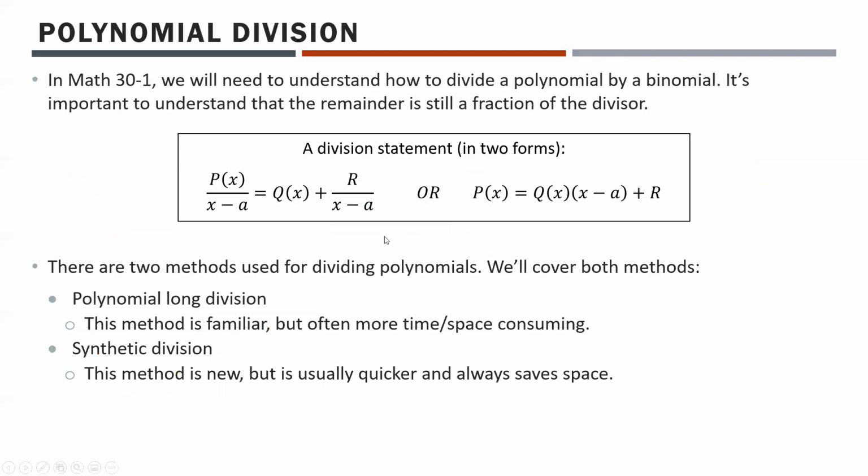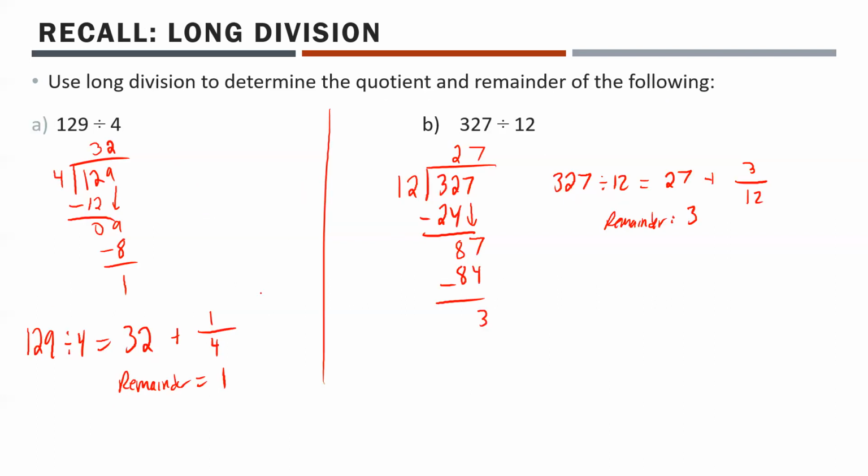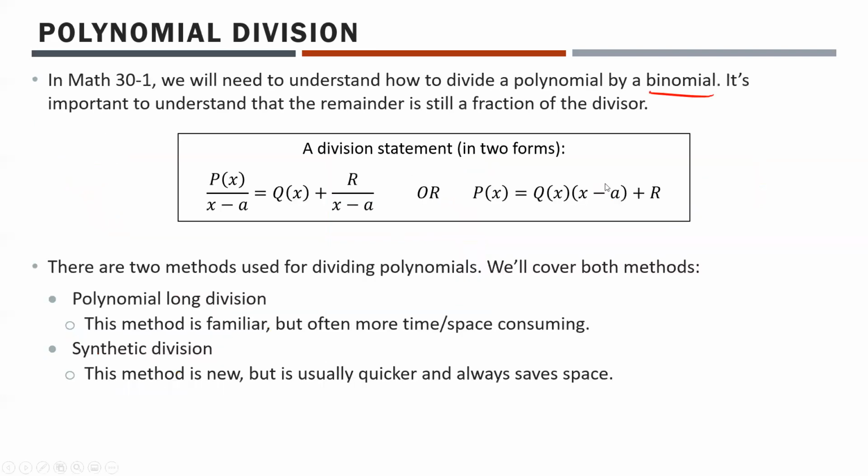Anyway, moving on, we're going to focus on polynomial division here. So in math 30-1, we will need to understand how to divide a polynomial by a binomial, just a two-piece thing, like x minus something or x plus something, right? So it's important to understand that the remainder is still a fraction of the divisor. Just like on that last slide, on both of those questions where I said it's plus the remainder over whatever you're dividing by, same with this one, the remainder over whatever you're dividing by, that still happens with polynomials, right?